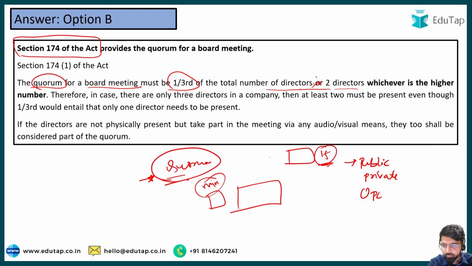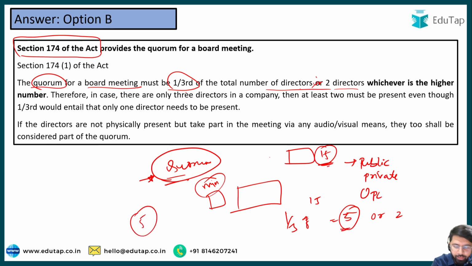Total number, 1/3 of the total number of directors or the 2 directors. Suppose for example, if there are 15 directors, 1/3 of 15 is 5. Or 2 directors, whichever is higher. Since in this particular case 5 is the higher number, there must be minimum 5 directors who must always be present at the board of directors meeting, so that the company can start ahead with the discussion on any agenda or any topic.